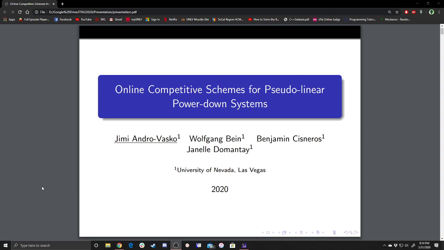I'm going to introduce the co-authors of this paper. Wolfgang Bein was my PhD advisor. Benjamin Cisneros and Janelle DeMonte are both students at UNLV, and they helped with the simulations and all those graphs and tables in this paper. So I'll be going over online competitive schemes for pseudolinear power down systems.